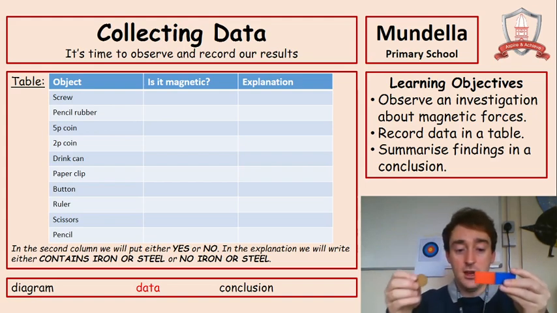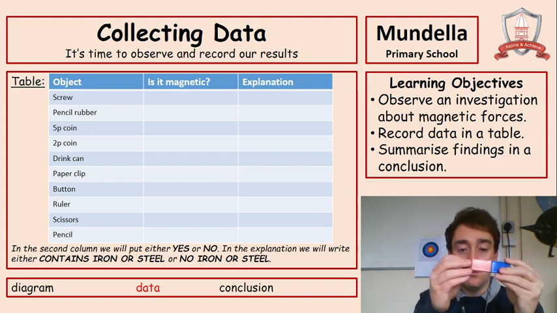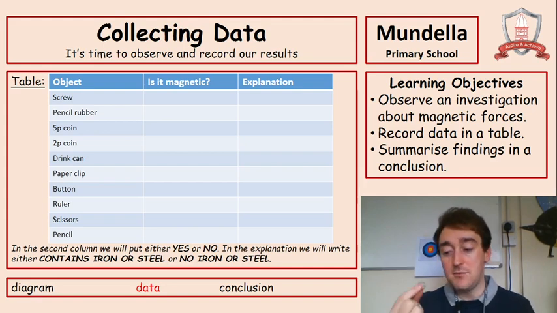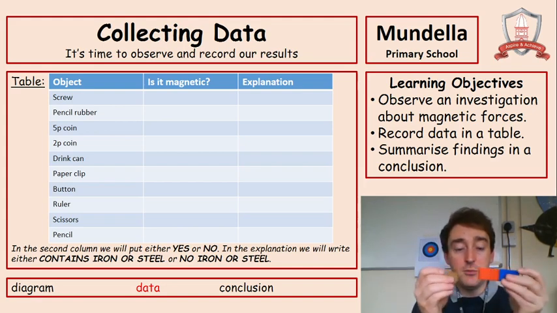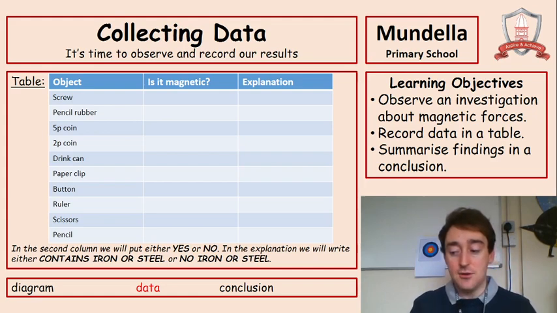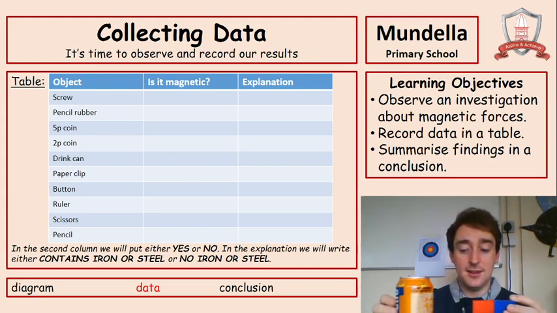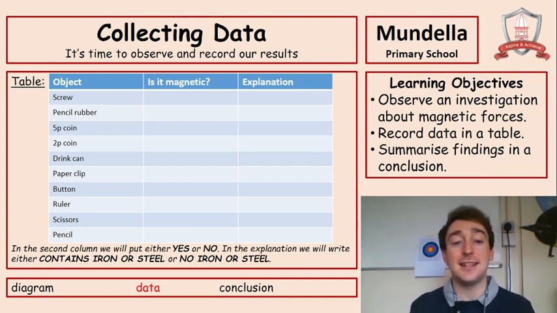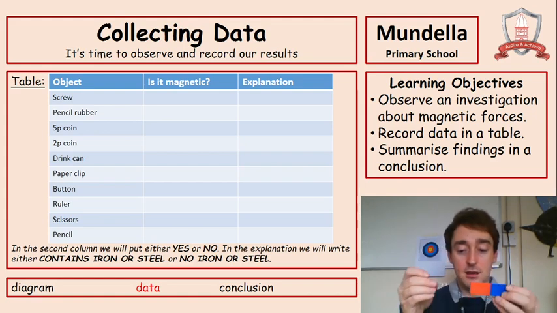2p coin. Oh, no. So not all coins are magnetic then, because they're made of different materials. We know that the 5p must have iron and steel, but then the 2p coin is not magnetic, so there's no iron or steel in that. Okay. We have the drink can now. What do you think? Oh no, nothing for the tin can. So the drink can, is it magnetic? No.